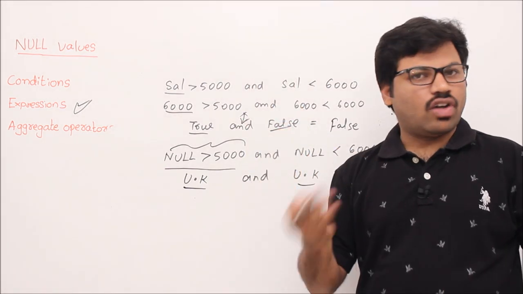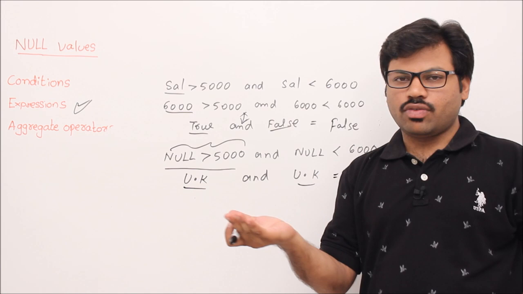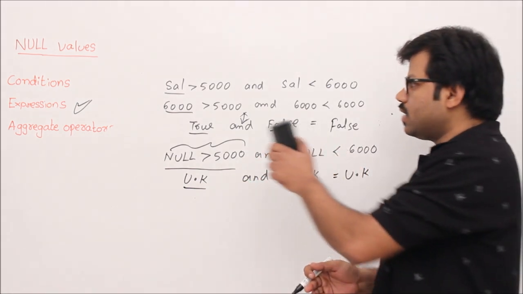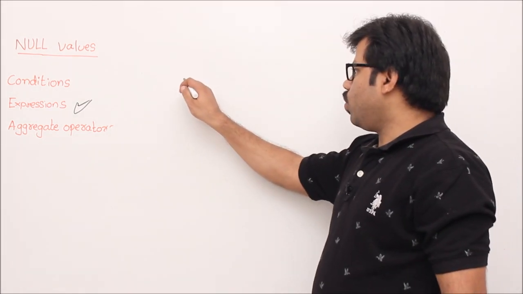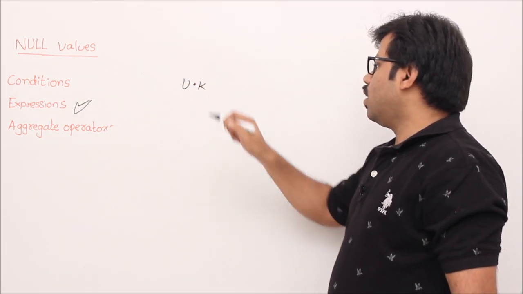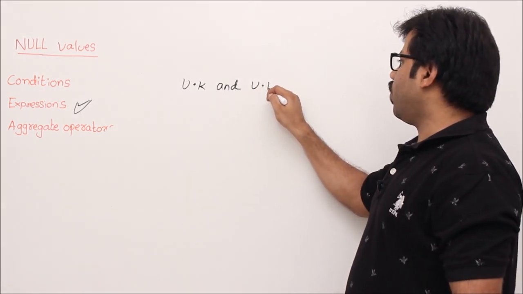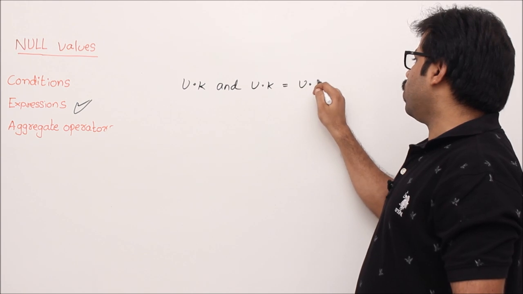That means unknown AND false is what? True AND false, of course, you know. True AND unknown is what? Unknown AND unknown is what? Everything we will see as a table. So these are the details about unknown and truth values, like unknown AND unknown. From now onwards, remember, it is evaluated to unknown.